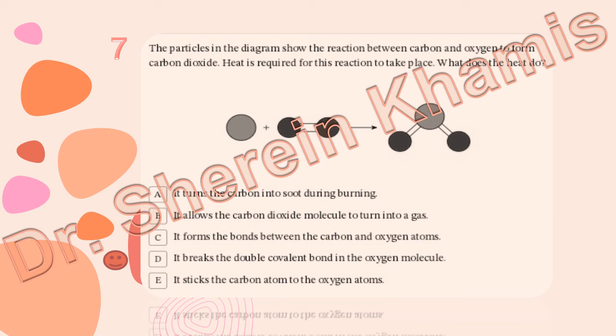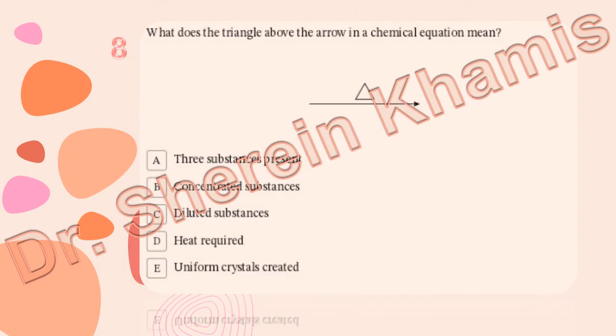Okay, let's go to question 8. Question 8 says: what does a triangle above the arrow in a chemical reaction or a chemical equation mean? Okay, let's discuss our choices. Three substances present, concentrated substances, diluted substances, heat required, and uniform crystal created. Okay, we said the triangle here means that heat is required. So nothing else can be obtained. We have only the triangle that means heat required.